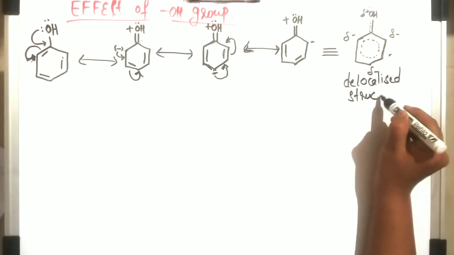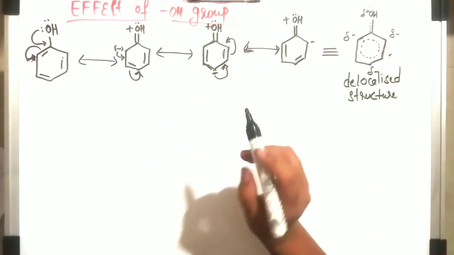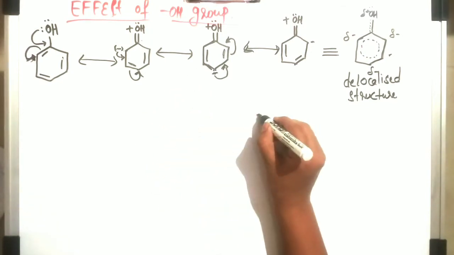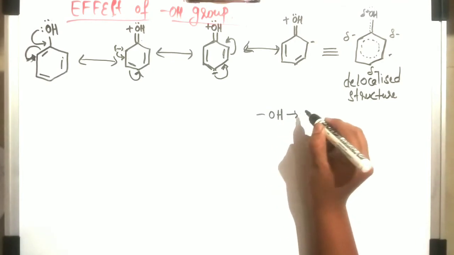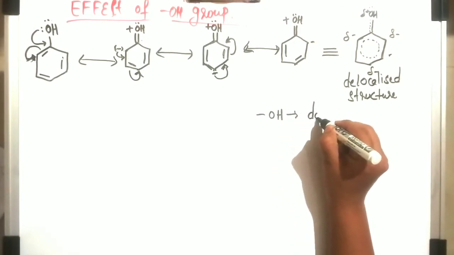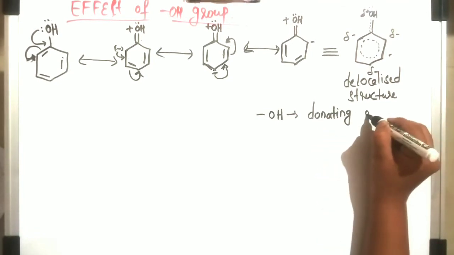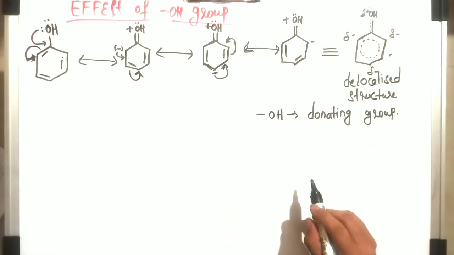Okay, these are the simple resonance structures we are writing for the OH group in the benzene ring. So what is the OH group? Is it electron donating or electron withdrawing? It is an electron donating group. OH is an electron donating group. We have studied this.